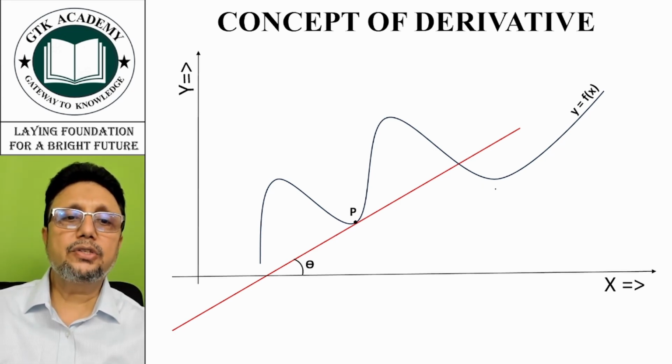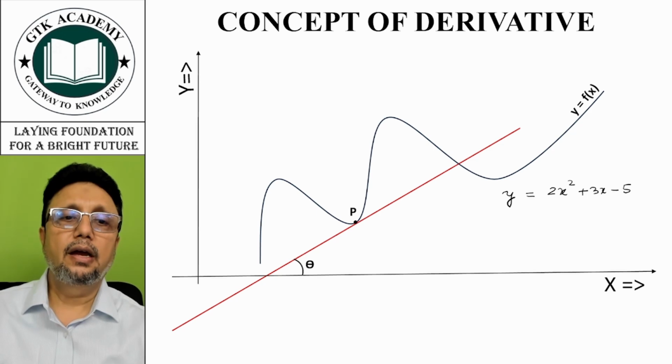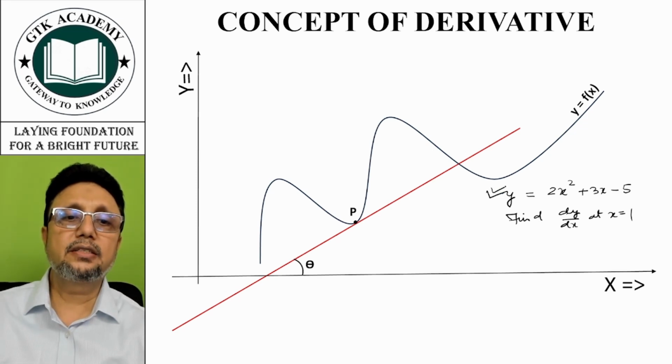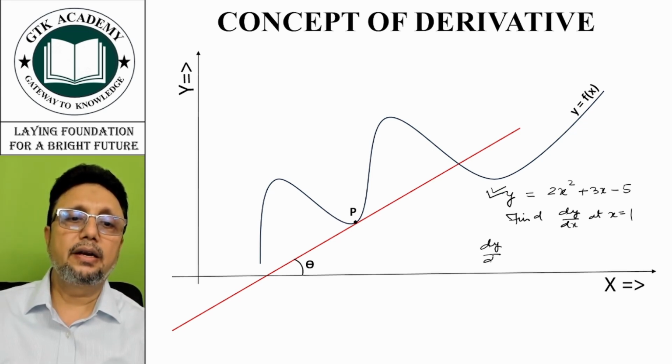No. Normally the question which will be given will be like this. Say, for example, y is equal to 2x square plus 3x minus 5. And you will be asked, for example, find dy by dx at x is equal to 1. Now what will you do? You will differentiate this equation and dy by dx will be 4x plus 3. And then you will find dy by dx at x is equal to 1. That means you will put the value of x as 1 here. 4 into 1 plus 3, which is equal to 7.